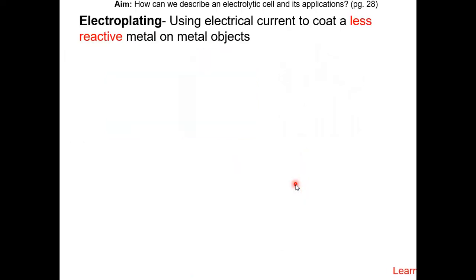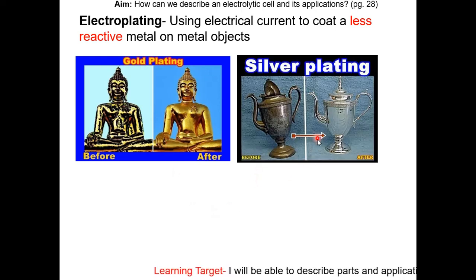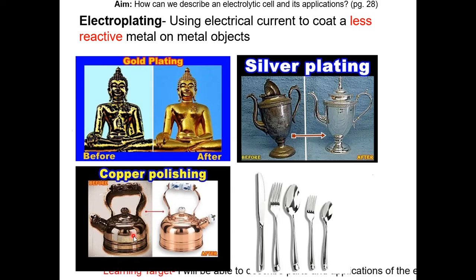Electroplating is using electrical current to coalesce a reactive metal onto metal objects. Here are some examples of objects that were electroplated. Here's an object plated with gold. Here's an object plated with silver. Here's an object plated with copper.